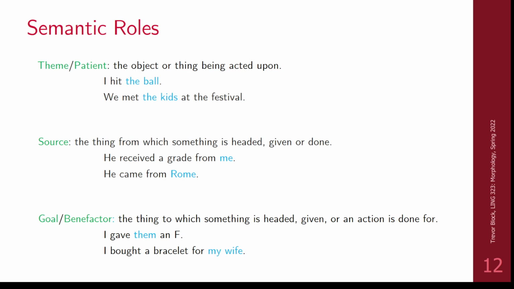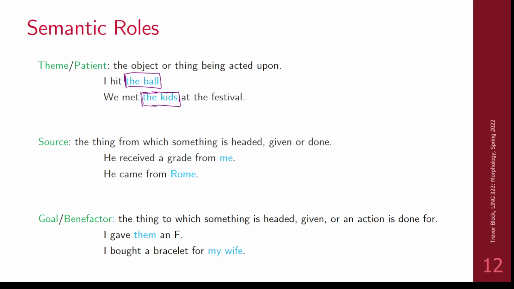So we have theme or patient. This is the object or thing being acted upon by the verb. Typically, themes are inanimate and patients are animate, but we will not make a distinction. So I hit the ball. The ball, this is what is being acted upon by the verb. This is like the theme of the sentence. We met the kids at the festival. This is the direct object of the verb. This is who you are meeting. So this is the theme of the sentence. Well, the theme of the verb, I should say. Since if you have multiple verbs, you could have multiple themes.